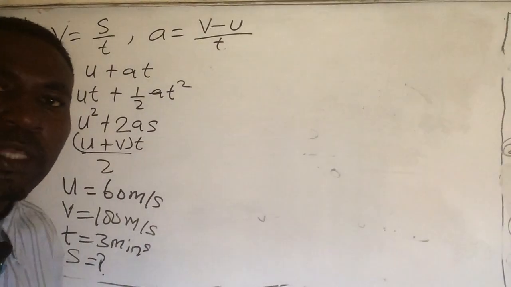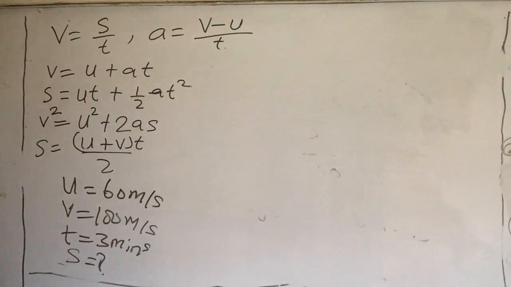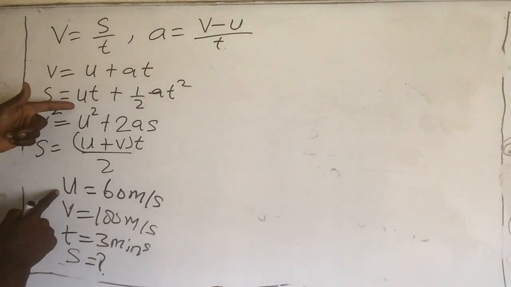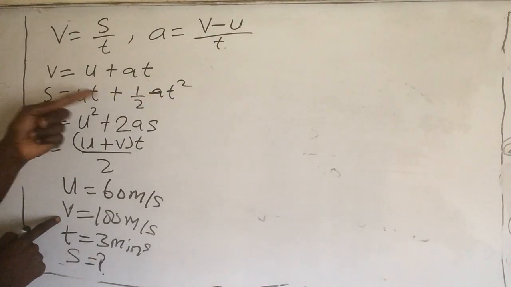Now look at our given. U is given from the question, 60, V is given, 100, and T is given, 3 minutes, and S is what we want. Now, which formula will we use among these formulas? In this one we have U, V, T, S. S is here, yes. U is here, yes. But V is not here, so we will not use this one.